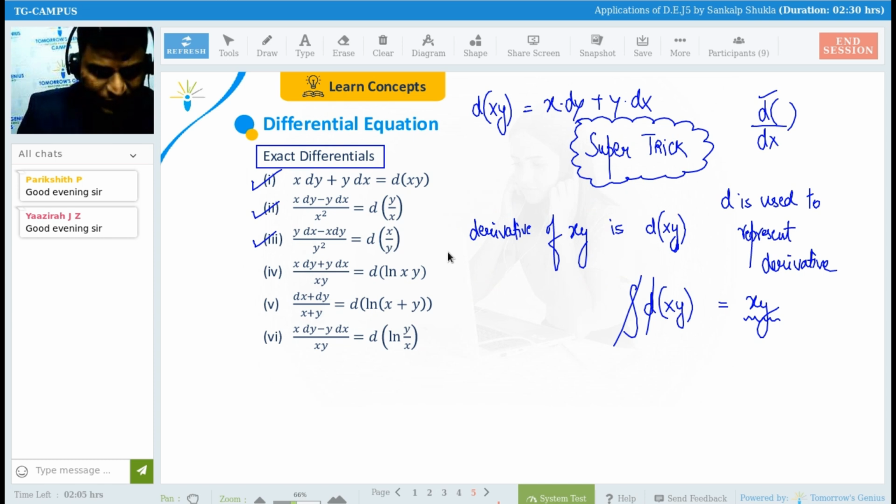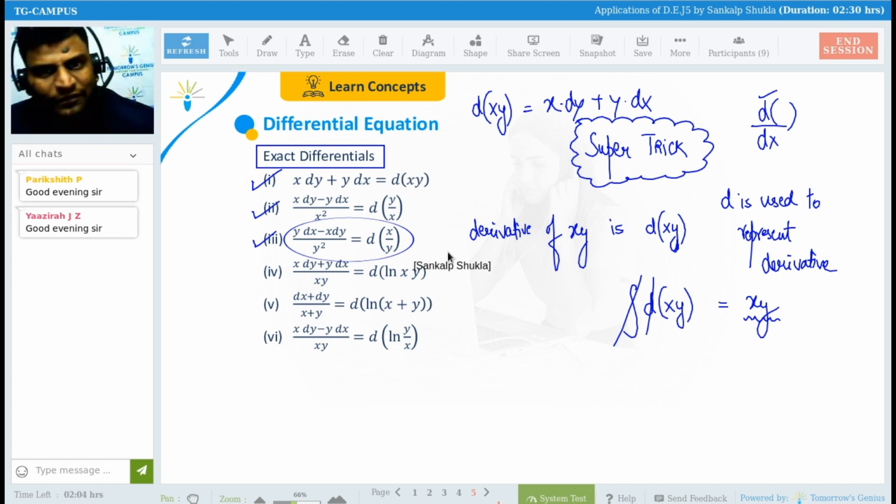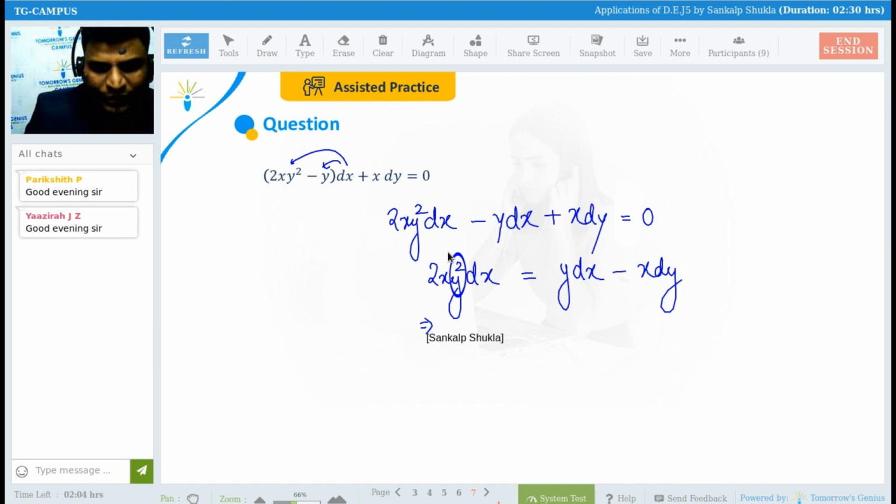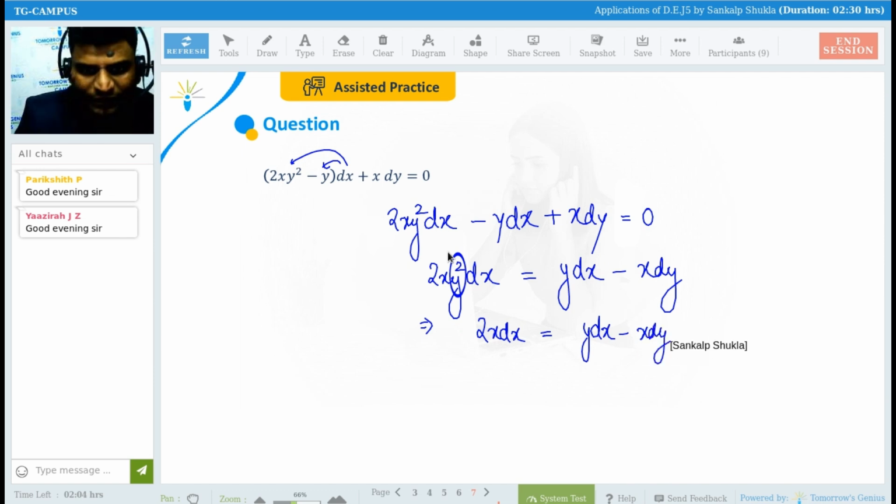Just look very carefully at the third point. What is y dx minus x dy? It is nothing but y dx minus x dy upon y square, which is d of x by y. See, this is the y square over here. So what you can do is write 2x dx as equal to y dx minus x dy divided by y square.